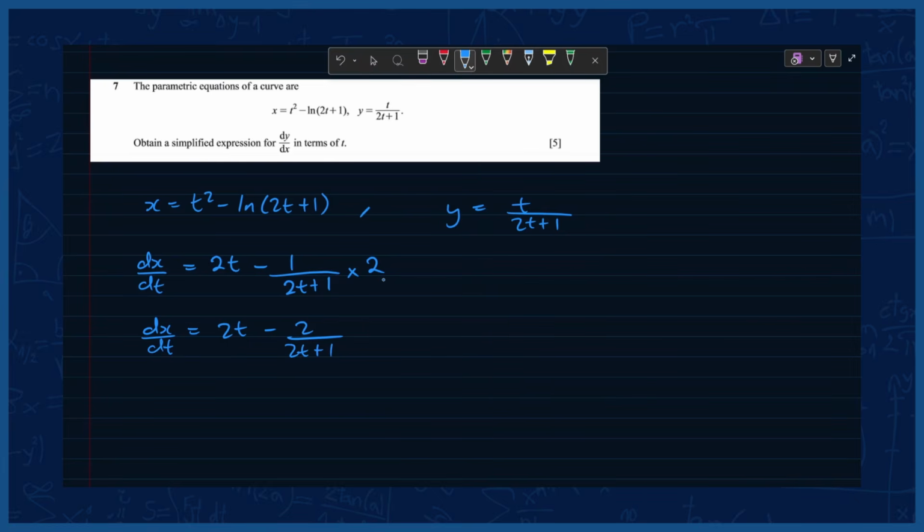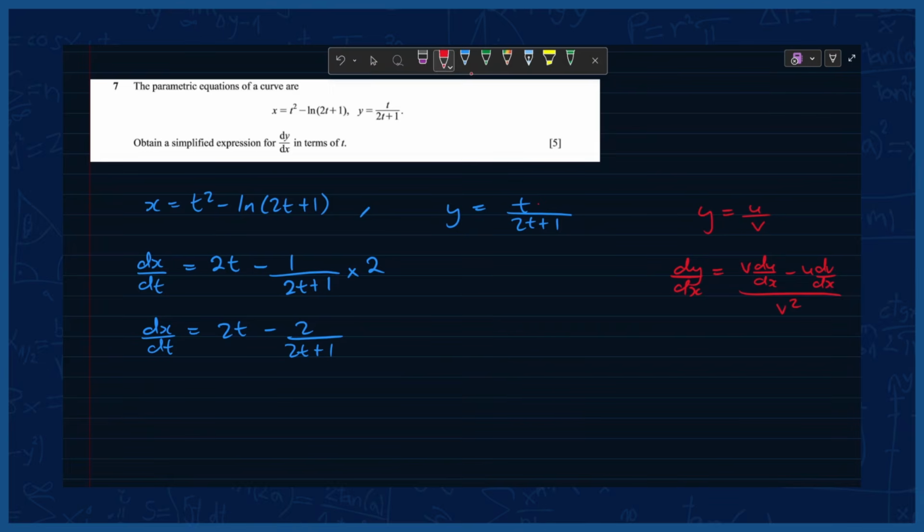Now let's differentiate the second equation. So here we're going to have to use the quotient rule since we've got two functions multiplying each other. So if you go to the MF19, you find that the quotient rule says if you have something of the form y equals u over v, then dy dx would be your v du dx minus u dv dx, and this is all over v squared.